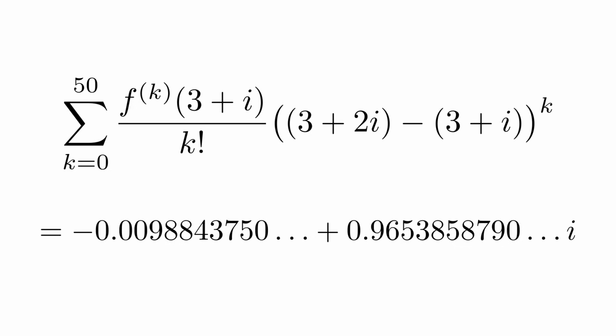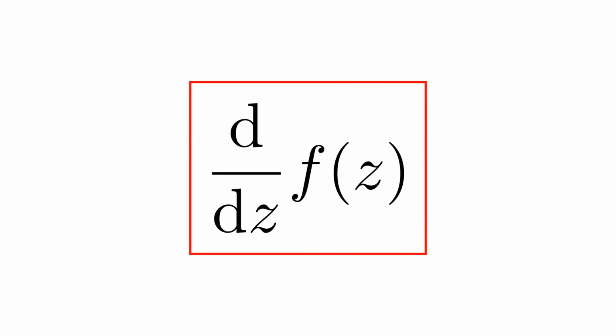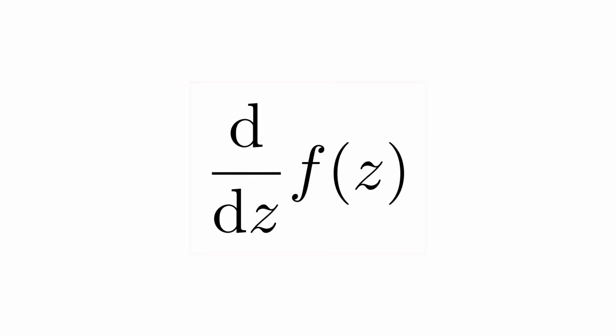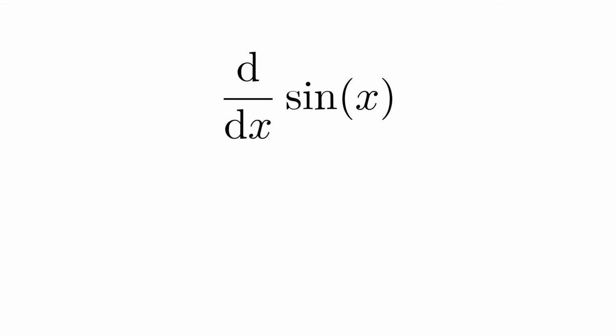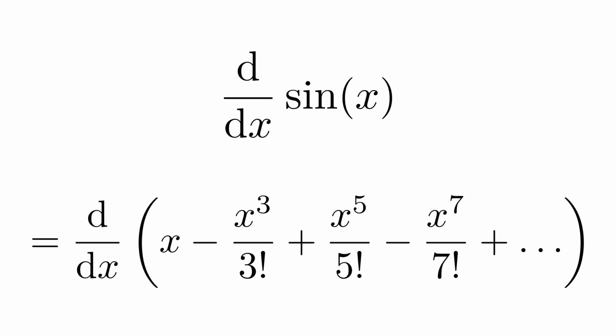But this is where we come to one of the very best parts about the way that we've made complex functions out of real functions. We're going to get the derivatives of these functions at the complex numbers for free. Why? Well, ultimately, because we know the power rule. So, for example, if I want to know the derivative of sine of x at 3 plus 2i, then what I do is I take the derivative of x minus x cubed over 3 factorial plus x to the 5th over 5 factorial, and so on.